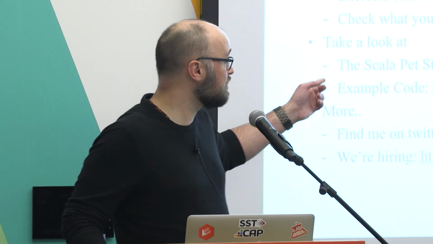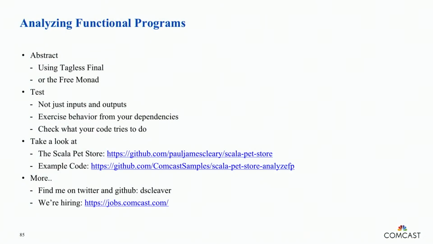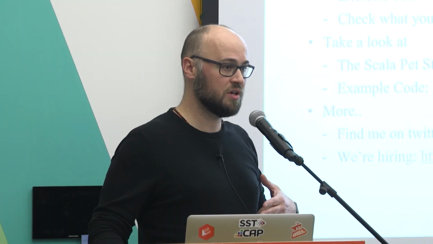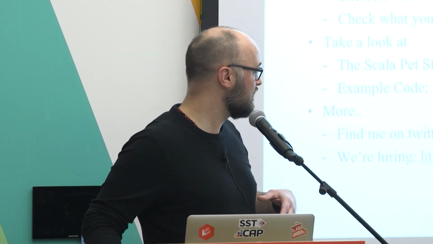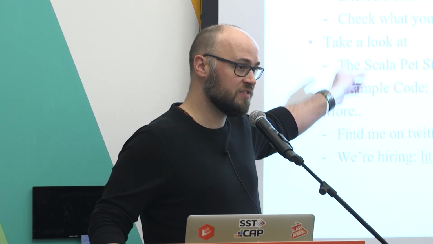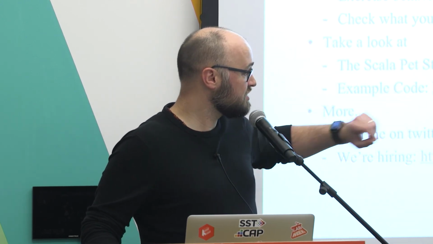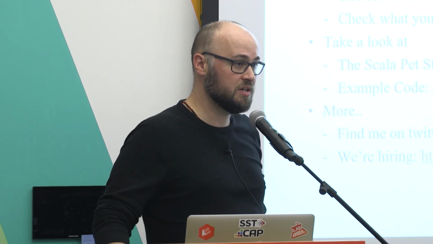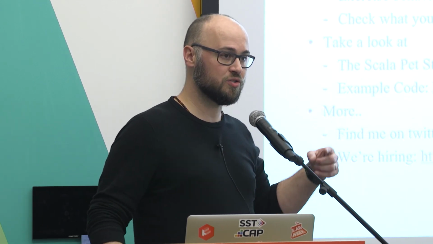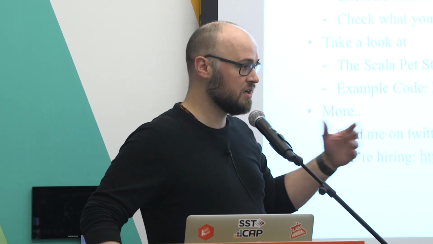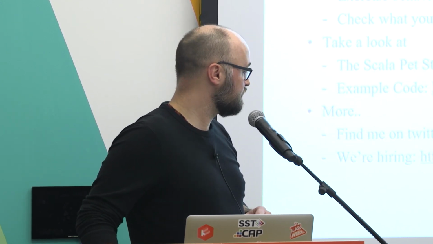I highly encourage you to take a look at what Paul's done in the Scala Pet Store. It was very useful for me. I needed a domain. He had a domain. And he's got a lot of cool stuff that introduces at least Final Tagless. He doesn't introduce free, but he does introduce Final Tagless throughout kind of the whole construction of the Scala Pet Store. And then my example code, you can find all the code in these slides at Comcast Samples, Scala Pet Store, Analyze FP. And so that does add the extra free constructions. It's got both of my versions of the test, all my interpreters, all of that information.